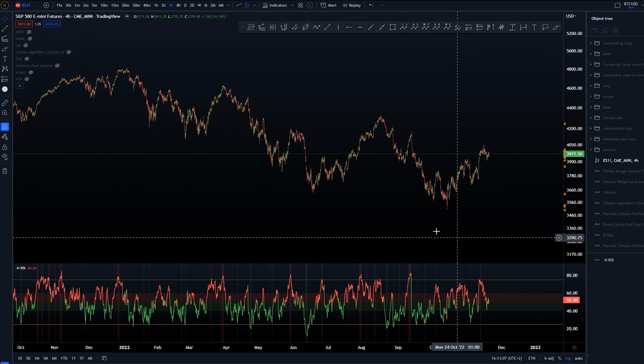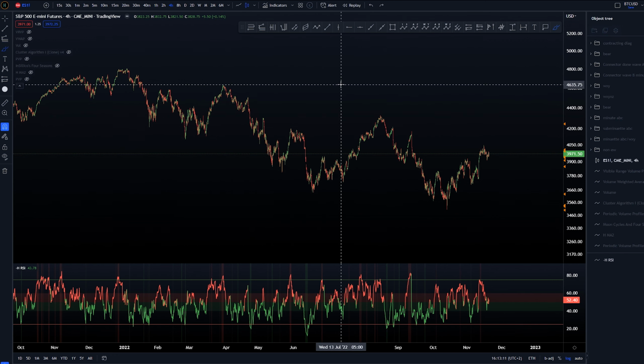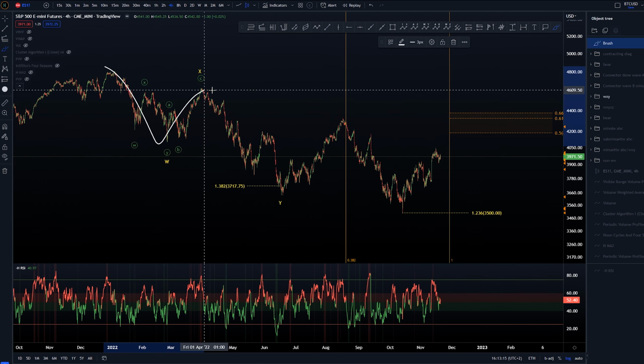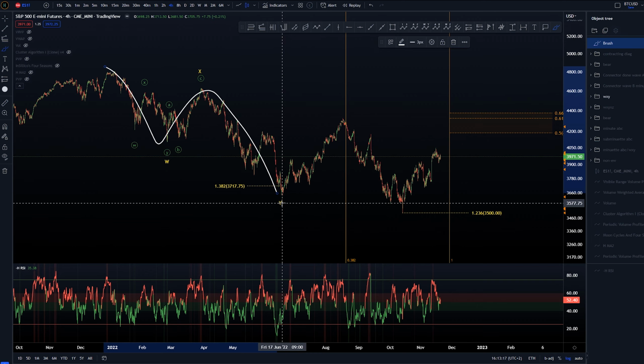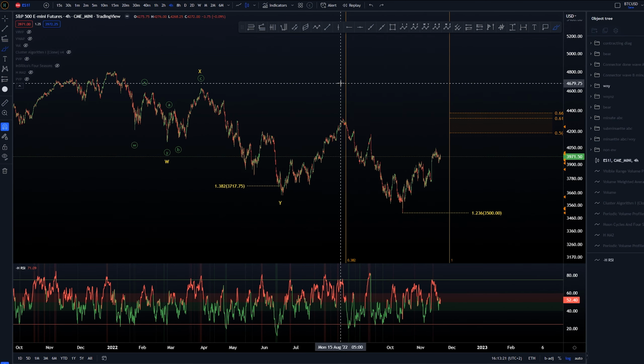Starting here on the 4-hour time frame and looking at the counts from these highs of around $4,800. Since then, we have had this as the main scenario, where we had a three-wave structure coming down into this wave while completing a three-wave structure. After that point, we have two different ideas.